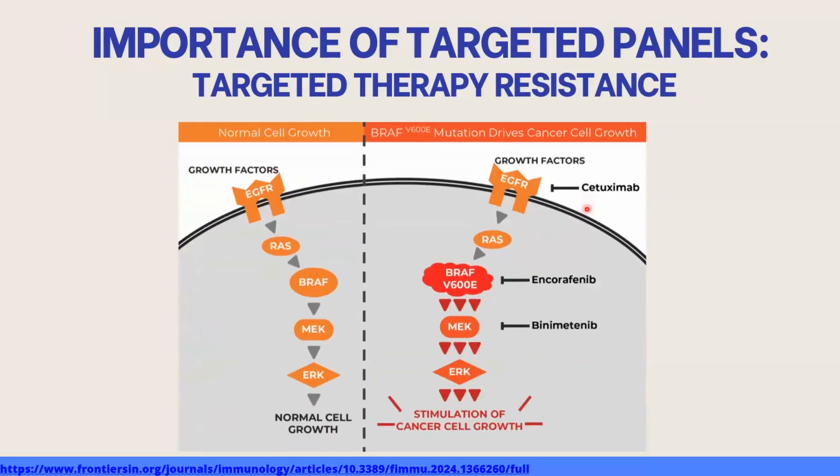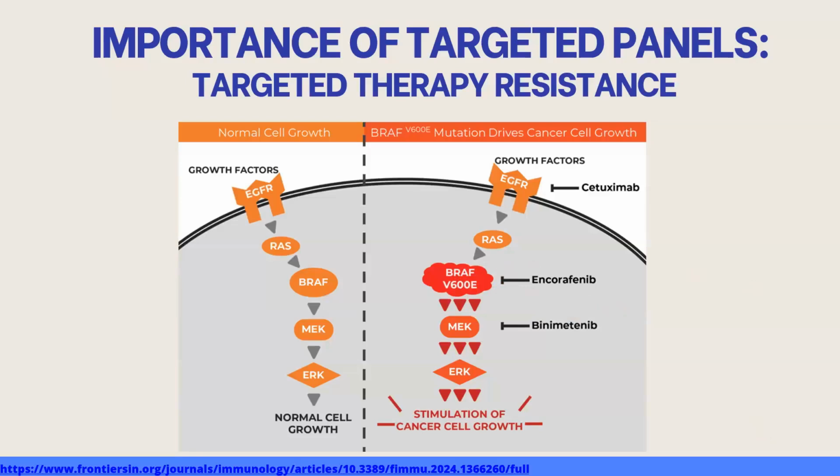Another case here is the importance of targeted panels, for example, in the case of colorectal cancer in the BRAF gene. So BRAF, as we know, up to 15% of colorectal cancer cases have mutations in the BRAF gene. Of those mutations is valine 602 glutamic acid. This accounts for 99% of the mutations that happen in the BRAF gene. So what's the importance in this case to know that this mutation is there for this particular patient?